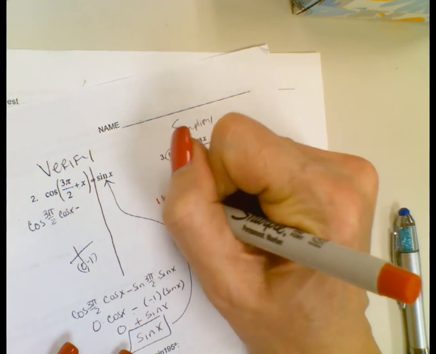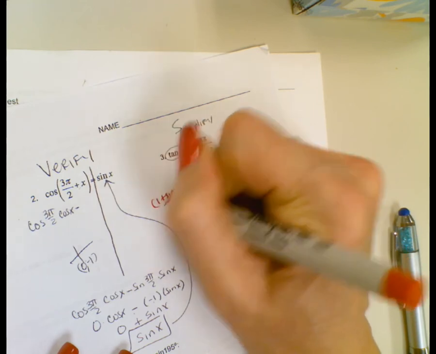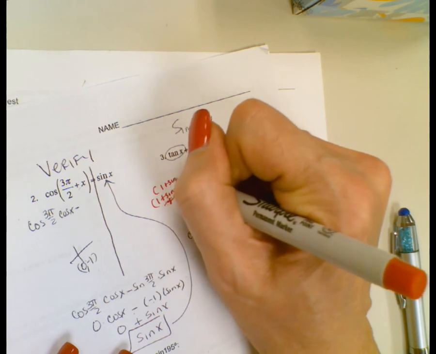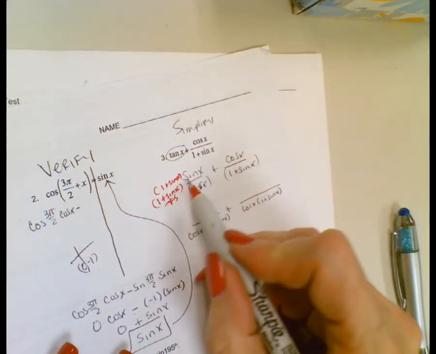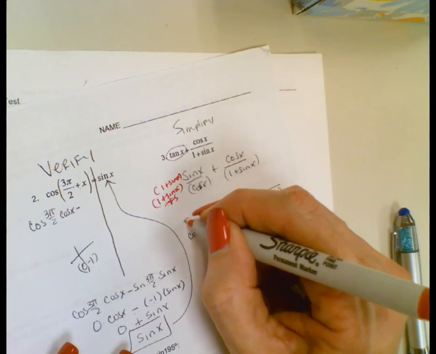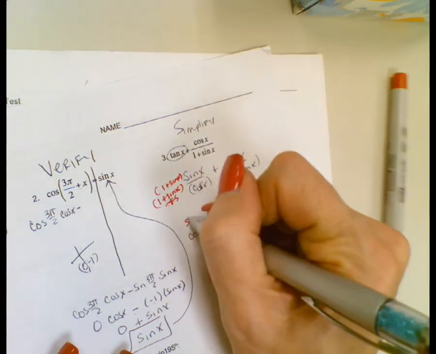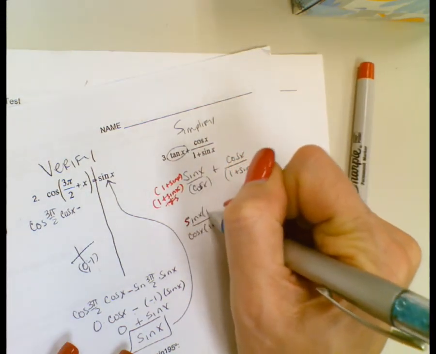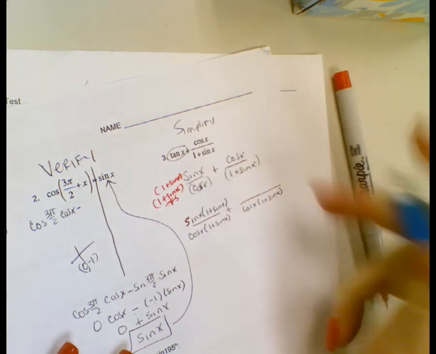We're missing that in the bottom, so whatever you do at the bottom, you have to do to the top. So on the top we have sine x. All right, forget this red marker. We have sine x times 1 plus sine x. That's what our new numerator is.